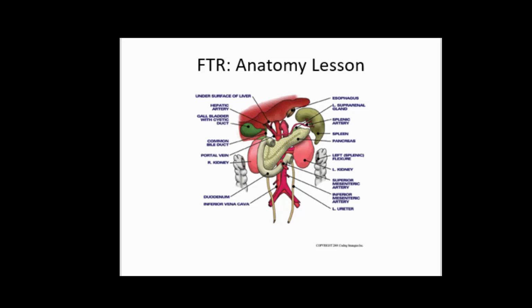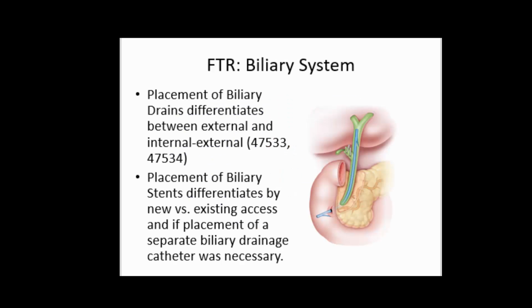And here we go, back to another anatomy lesson. This one just has additional tubes coming off where you can see the different ducts coming off of there. And as I mentioned a few slides ago, the placement of the biliary drains differentiates between external and internal-external, and by new versus an existing access, and if the placement of a separate drainage catheter was necessary, like you have a stent and a catheter.